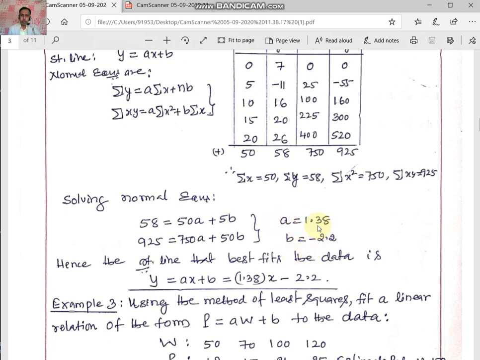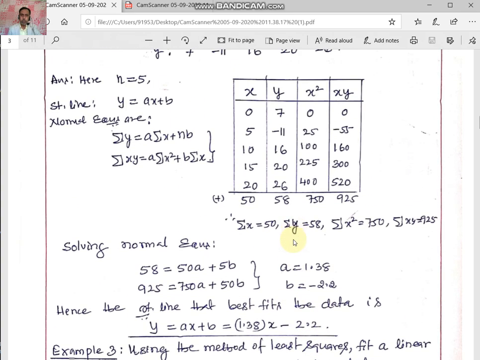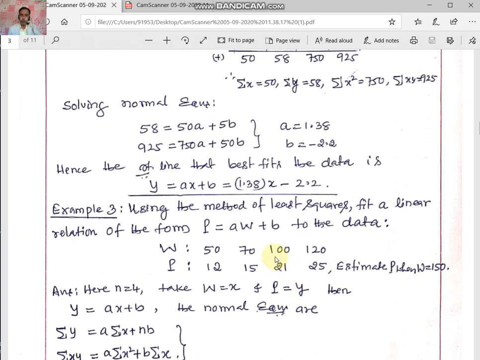Substitute a and b in the straight line, that is y equals ax plus b, which becomes 1.38x minus 2.2. So this becomes the best approximation to the given data in the form of a straight line using normal equations. So normal equations are useful in finding the constants a and b.